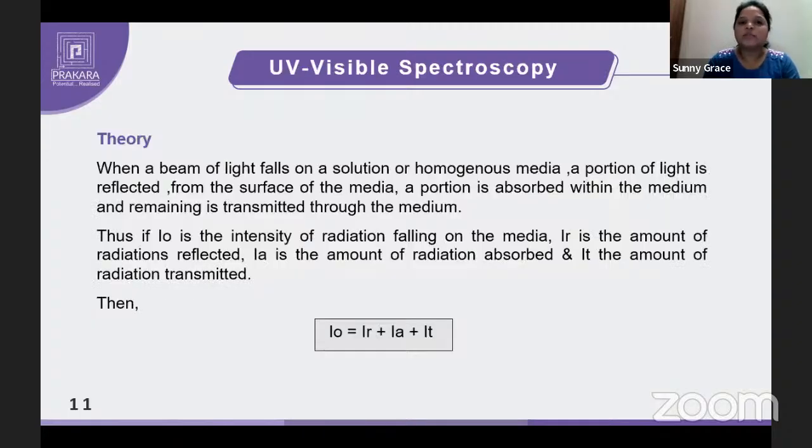Then next one is coming to the theory of UV-visible spectroscopy. As we have seen in the principle, the absorption of UV-visible light will take place whenever there is a molecular transition from the ground state to the excited state. So if you see the theory of UV-visible light, whenever UV-visible light falls on a solution of a homogeneous media, what happens here?